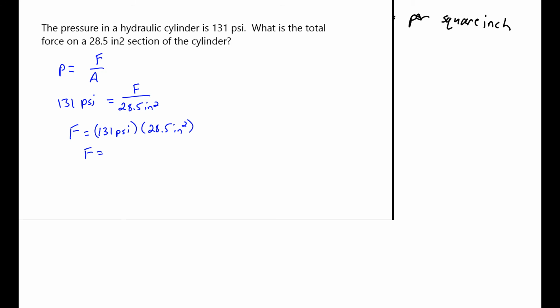And what's our force end up equaling? And what's the unit on that going to be? So we've got pounds per inch squared times inches squared. So just pounds. The inches cancel and we're left with pounds. Make sense, everybody? Any questions?